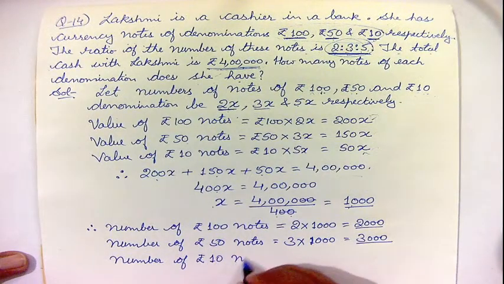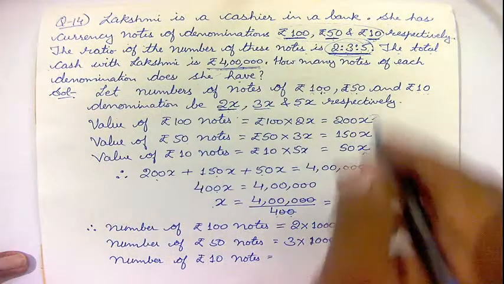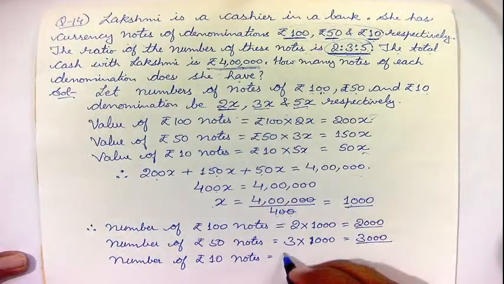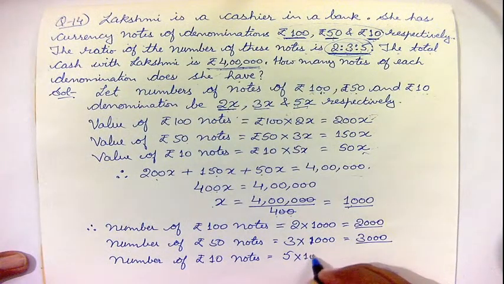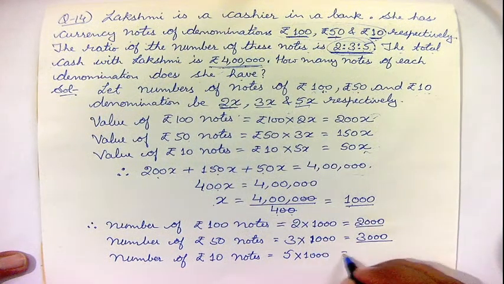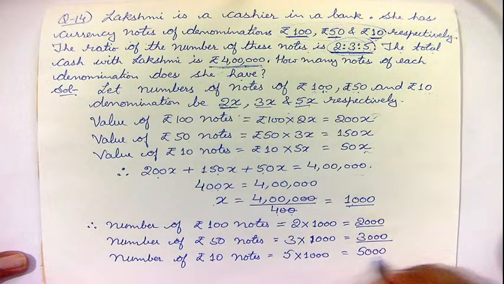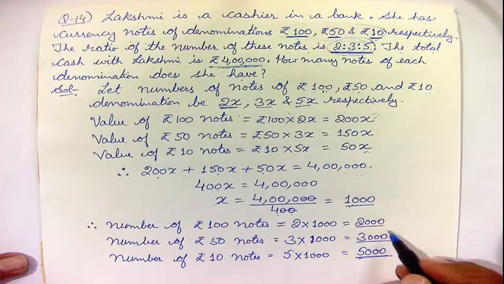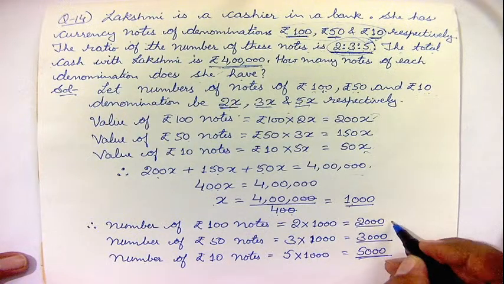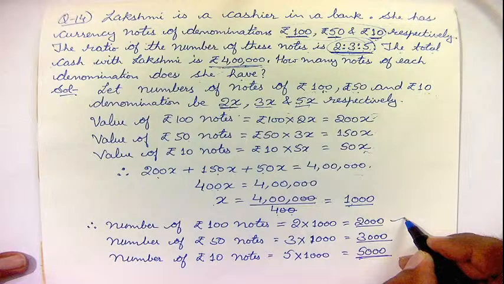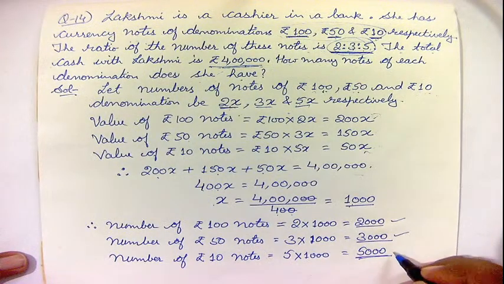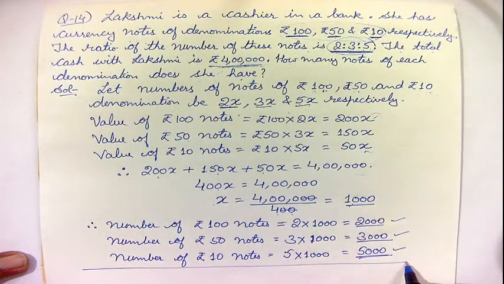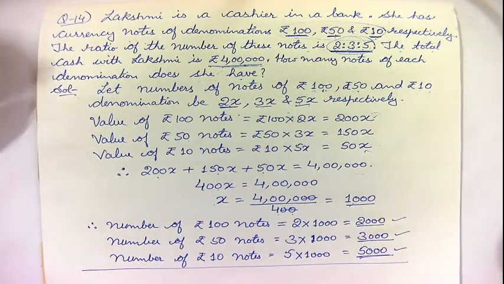And the number of rupees 10 notes. Now how many 10 rupee notes were there? They were 5x in number. So it becomes 5 multiply 1000. So that is 5000. So these are the number of notes of each denomination. There were 2000 notes of rupees 100, 3000 notes of rupees 50 and 5000 notes of rupees 10. So this is the solution for this.